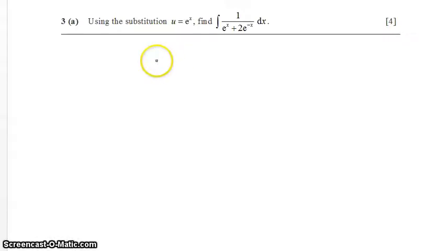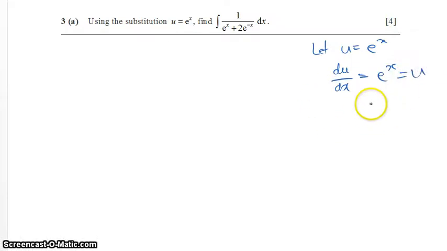Question 3 is also integration by substitution. Using the substitution u is equal to e to the x, find this integral. So if we let u equals e to the x, then du by dx is going to be e to the x, which is of course just u. So we'll keep this in mind. Of course that also means dx by du is going to be 1 over u.